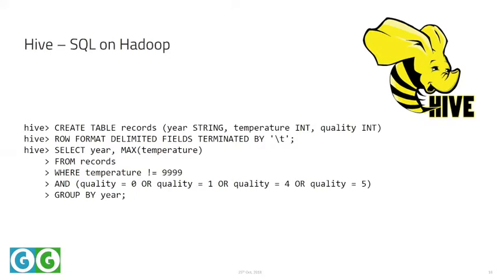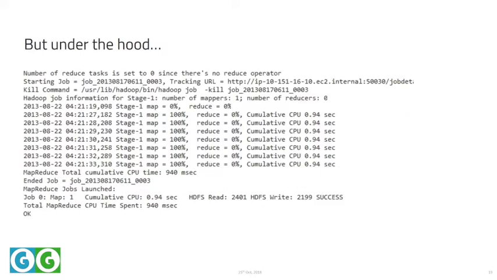You have not only the standard SQL, but you have also window functions, you have rolling averages, all these sorts of cool things that you can do on a standard database. And of course, under the hood of all these applications, you still had MapReduce.